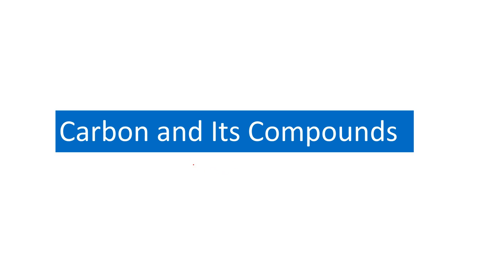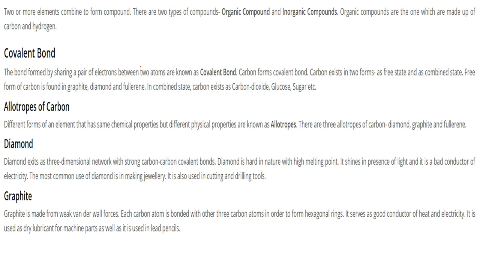Carbon and its compounds. So when two or more elements combine, they form a compound. There are two types of compound: one is organic compound, the other is inorganic compound. And what are these organic compounds? They consist of carbon and hydrogen.